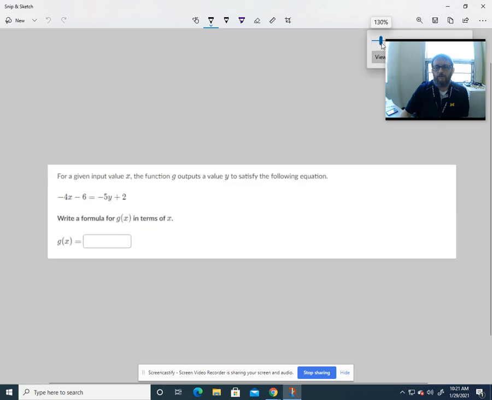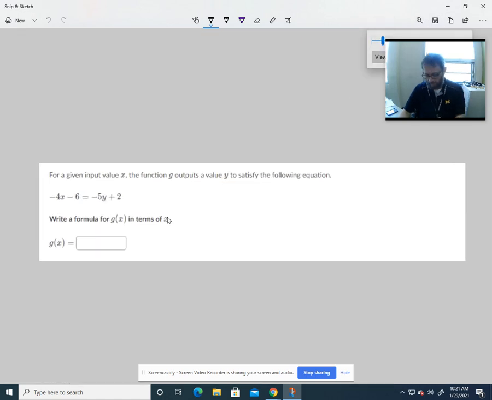Okay, so here we go again. We want to get it to say x equals. So we want to get y by itself. Now, this is where things might look a little backwards to you, but it's easier to just get y by itself. I wrote sloppy and incorrect things. Let's just erase all this mess. Just made a mess. Let's get rid of it. Start over. Okay. So negative 4x minus 6 equals negative 5y plus 2.